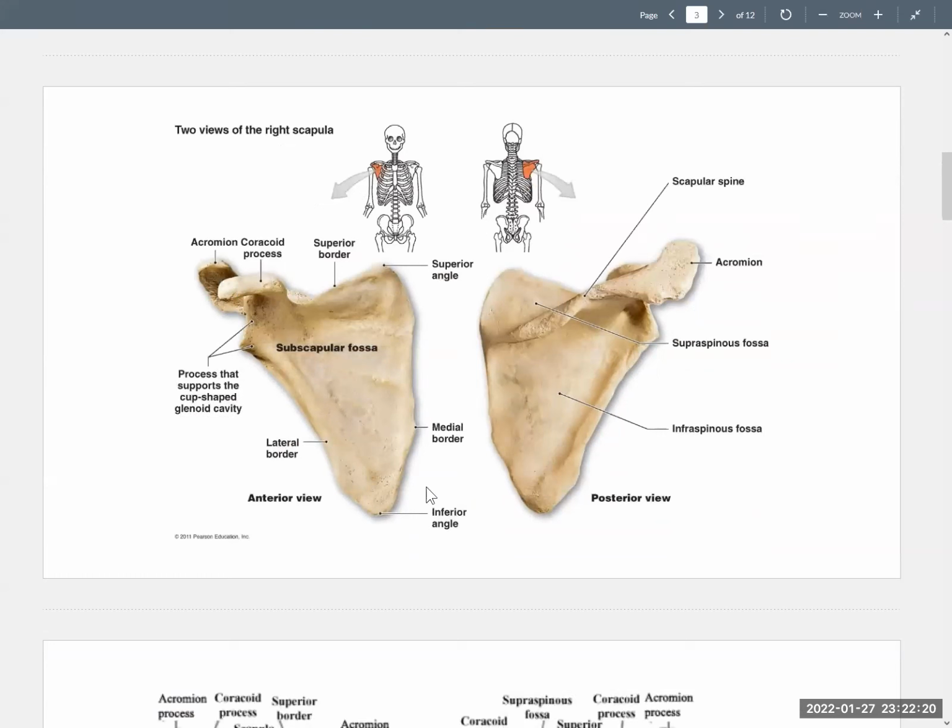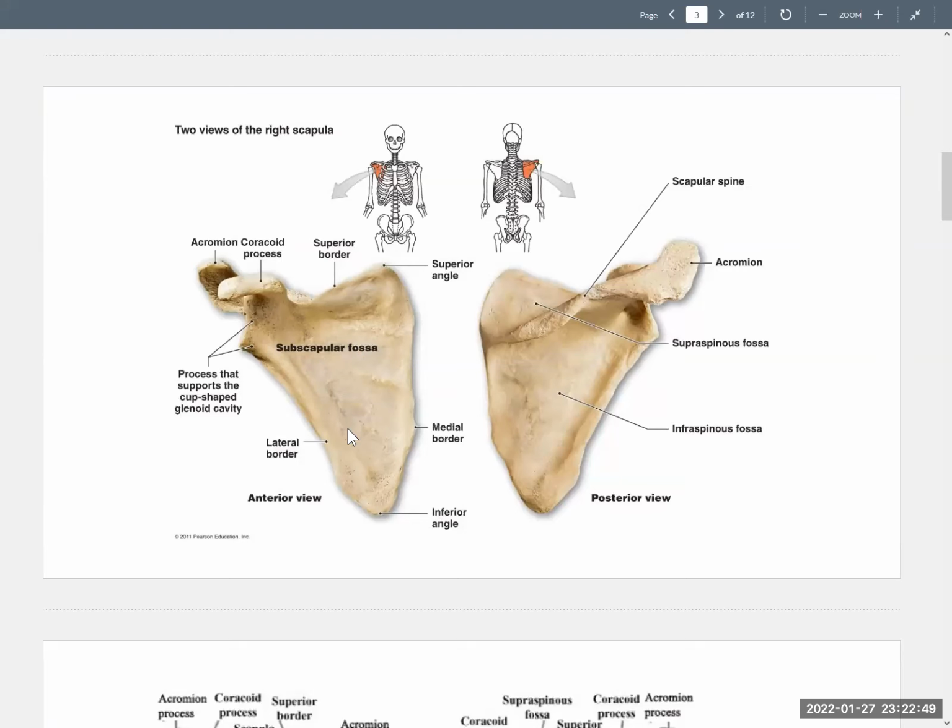Okay, now we're looking at both sides at once. On the left is what we just looked at. Acromion, coracoid process, superior border, superior angle, medial, inferior, lateral border. We're not going to do this. And subscapular fossa.